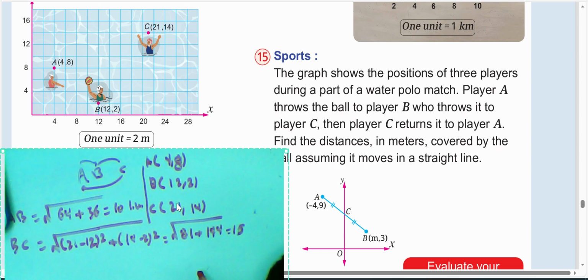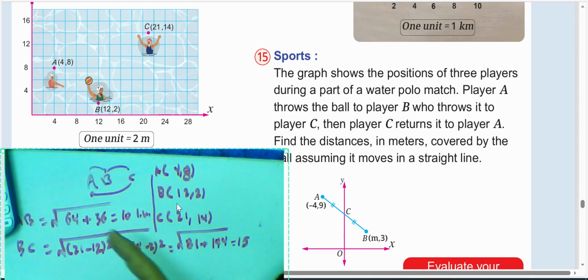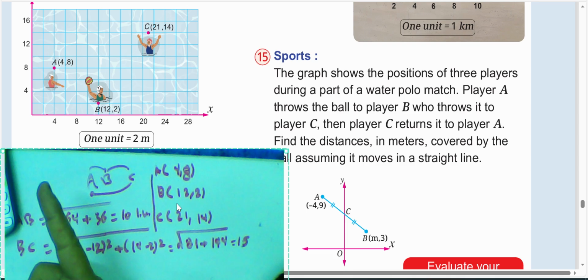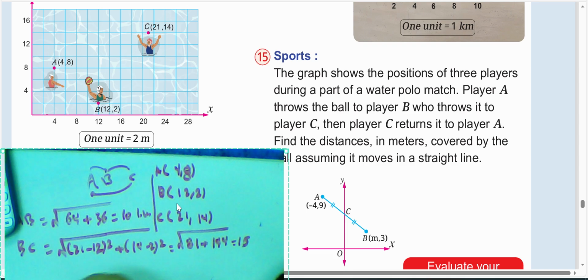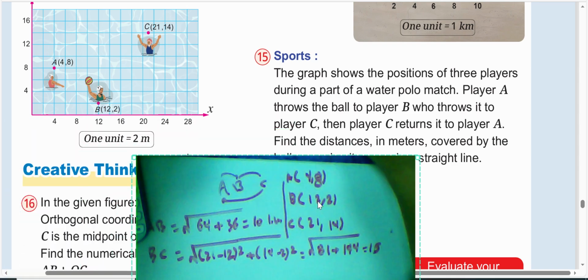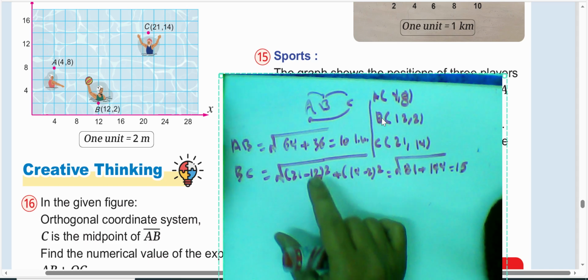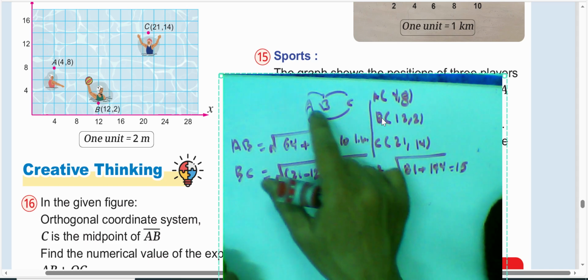Okay, he tells me 1 unit equals 2 meters. Never mind. Then we can find the lengths AB and BC, and then CA.